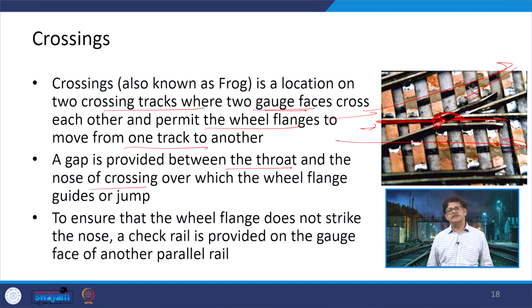To ensure that the wheel flange does not strike the nose, a check rail is provided on the gauge face of the other parallel rail. So, here a check rail is provided so that when this jumping is happening, it does not hit the nose. Say the train is coming from this side and the wheel is moving here on this location and then it jumps. When it jumps here, it should remain on this side of the gauge face, not striking the nose, otherwise there will be an issue. So, to control the lateral movements which are possible, a check rail is provided here.